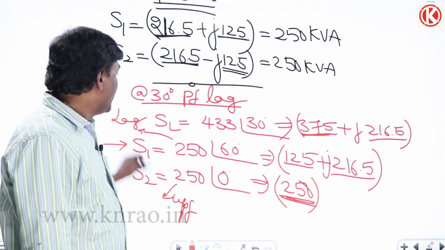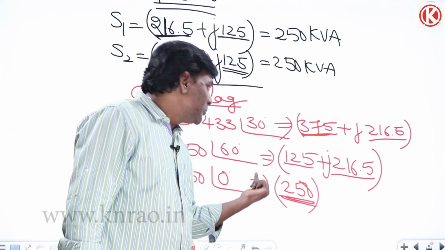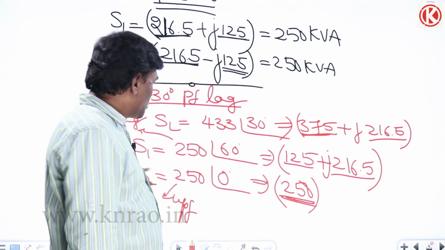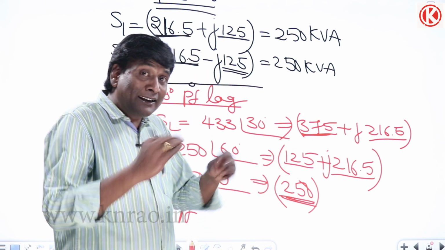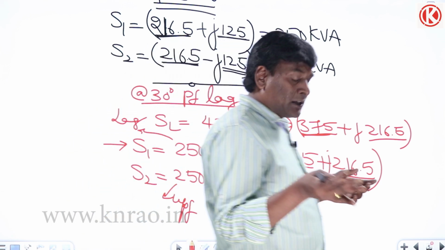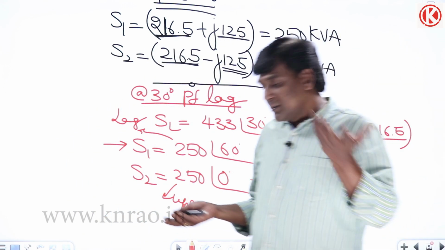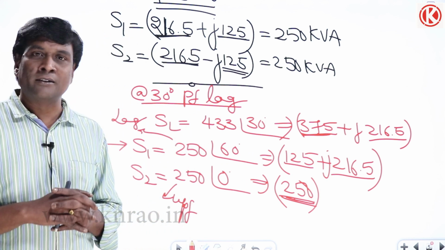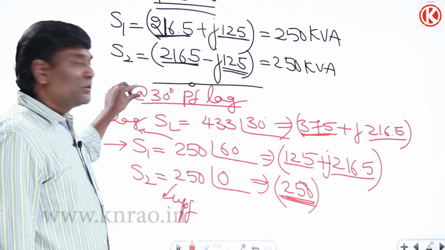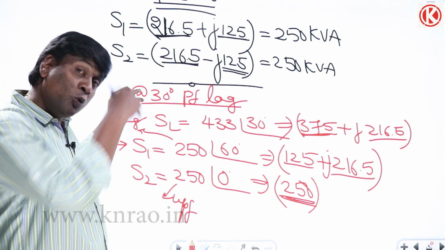What does it mean? See here, S1 is delivering active power and reactive power, but S2 is delivering only active power. So internally, one transformer is delivering reactive power while another transformer is absorbing reactive power. Such a situation will not occur; it can be there only at unity power factor. Now if you think of a load with a 30 degrees power factor angle.